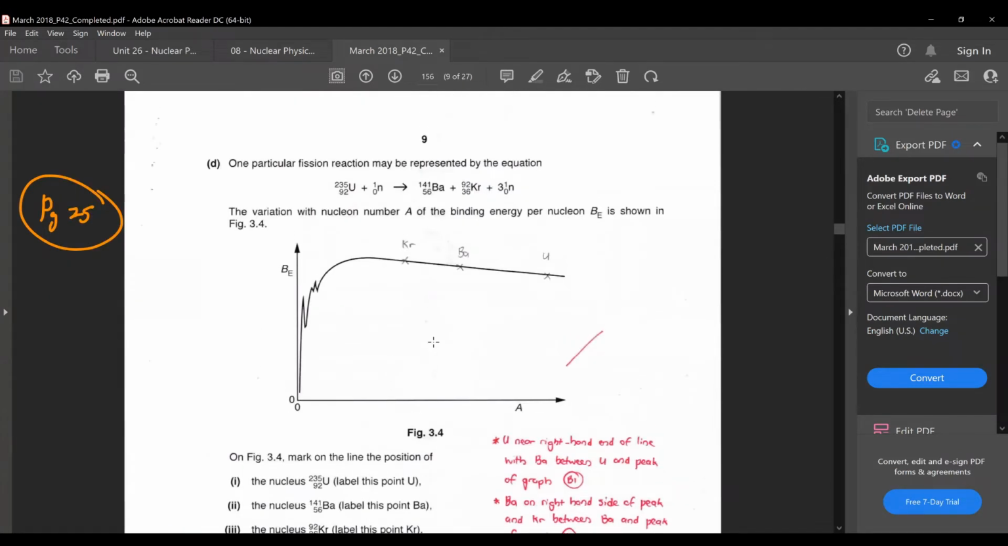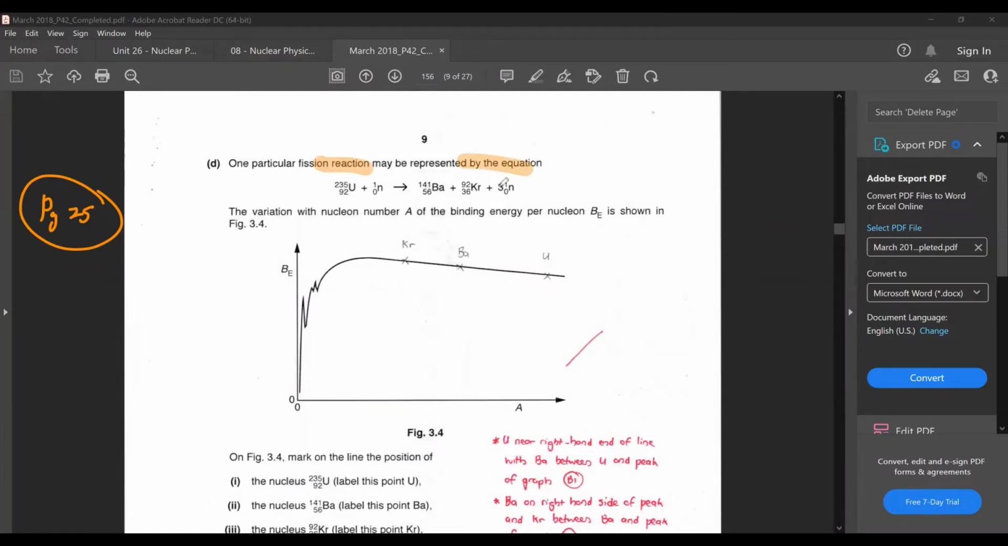All right. So one particular fission reaction may be represented by this equation. The reaction with nucleon number A of the binding energy per nucleon Be is as shown here. On the same figure, mark on the line positions of uranium-235, barium-141, and krypton-92. Okay, so here, you see this is the graph that you're seeing in notes. Here, they're asking you to label the positions of these three elements, uranium, barium, and krypton.